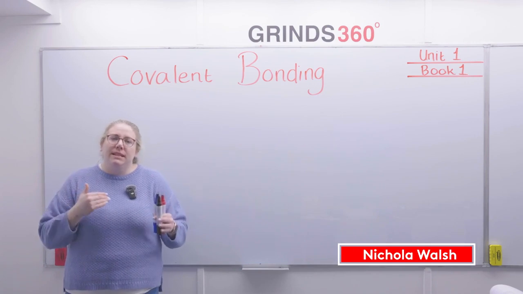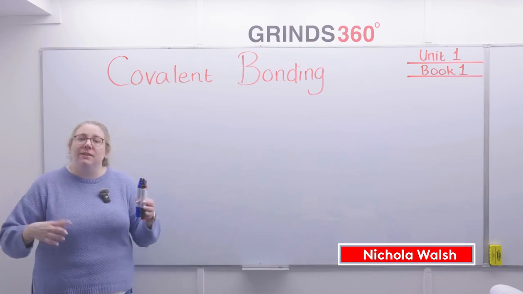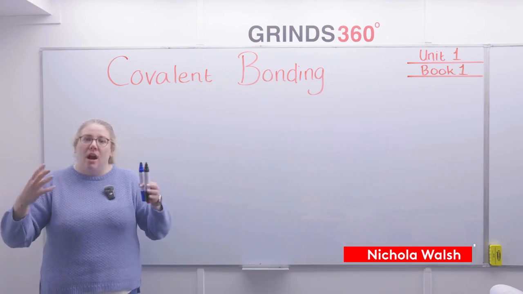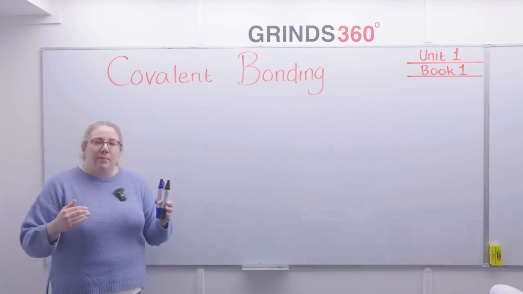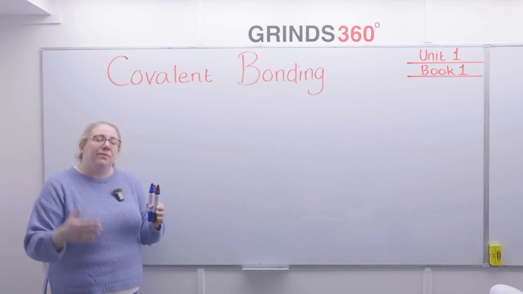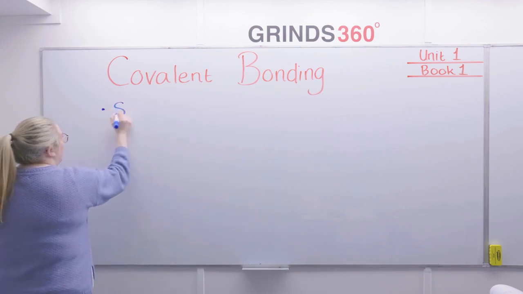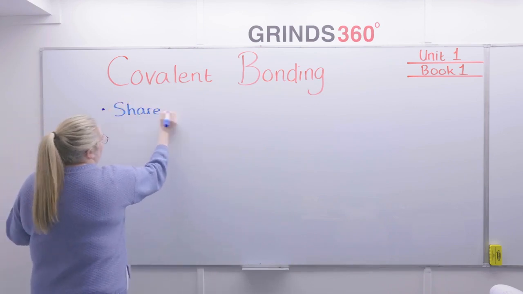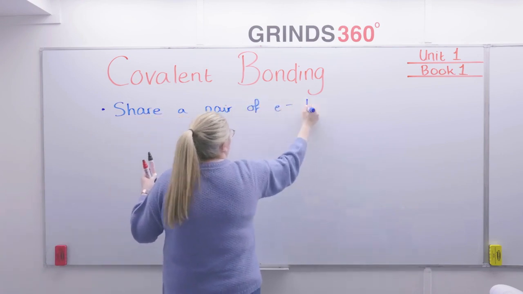Now, there's a few differences between this type of bonding and ionic bonding, but basically the main difference is how the electrons are arranged when you form the bond. When something forms an ionic bond, you have the complete transfer of electrons from one atom to another atom. But with covalent bonding, you actually have the sharing of a pair of electrons between two atoms.